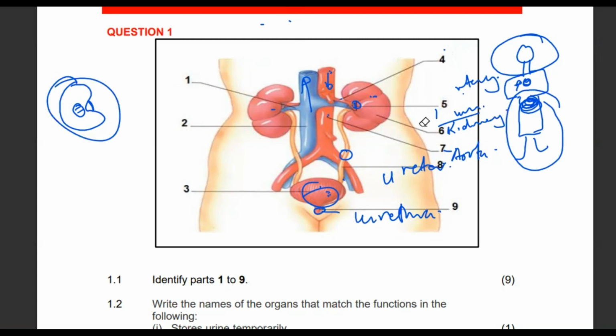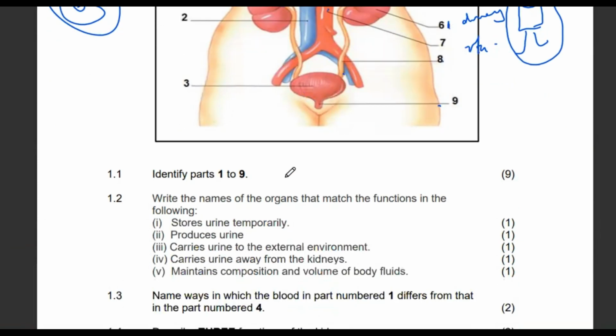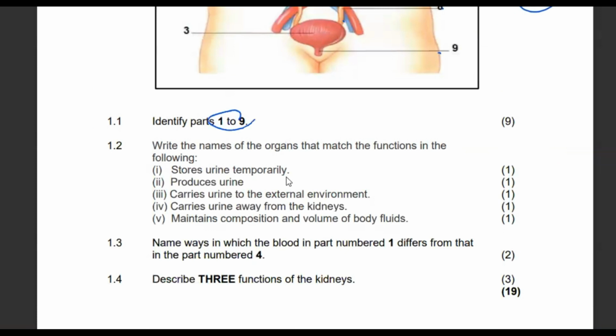So if you pause and then you check, you should now be able to answer all those questions. Number 1, we say that it is the renal vein. Number 2 is inferior vena cava. Number 3, bladder. Number 4 is renal artery. Number 5 is hilum. Number 6, we say that is a kidney. Number 7, we said is aorta. Number 8, we said it is ureter. Number 9, we said it is urethra.